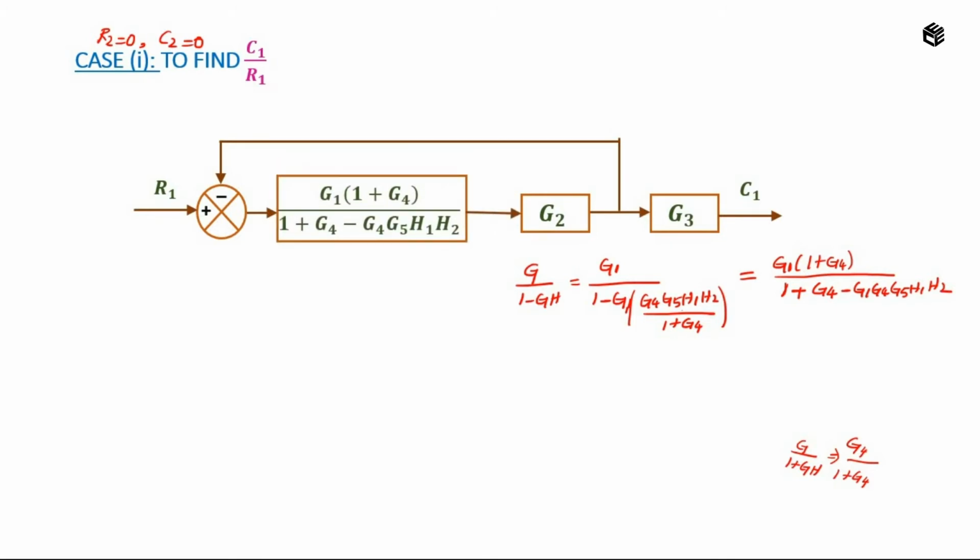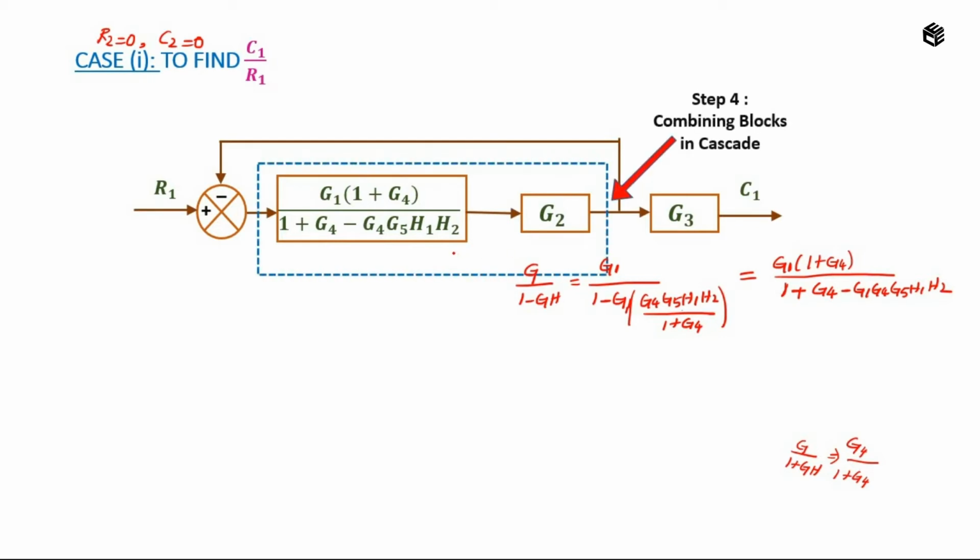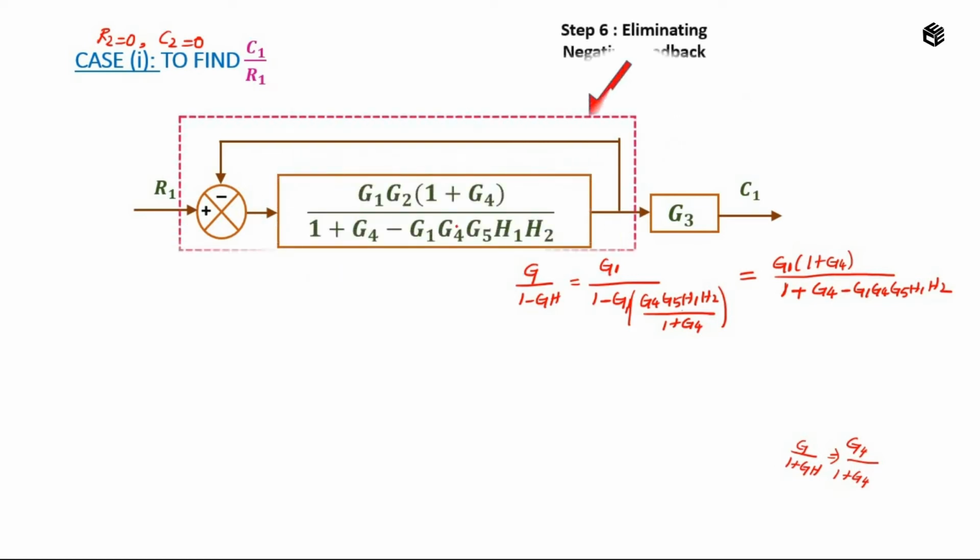On analyzing this, we can say that these 2 blocks are connected in series. So I am going to apply the rule combining blocks in cascade. I am just going to multiply the gains of these 2 blocks. That is, my answer will be G1, G2 into 1 plus G4 divided by 1 plus G4 minus G1, G4, G5, H1, H2. On analyzing these blocks, I can say that there is a negative feedback. So I am going to apply the rule eliminating negative feedback. What is the formula for negative feedback?